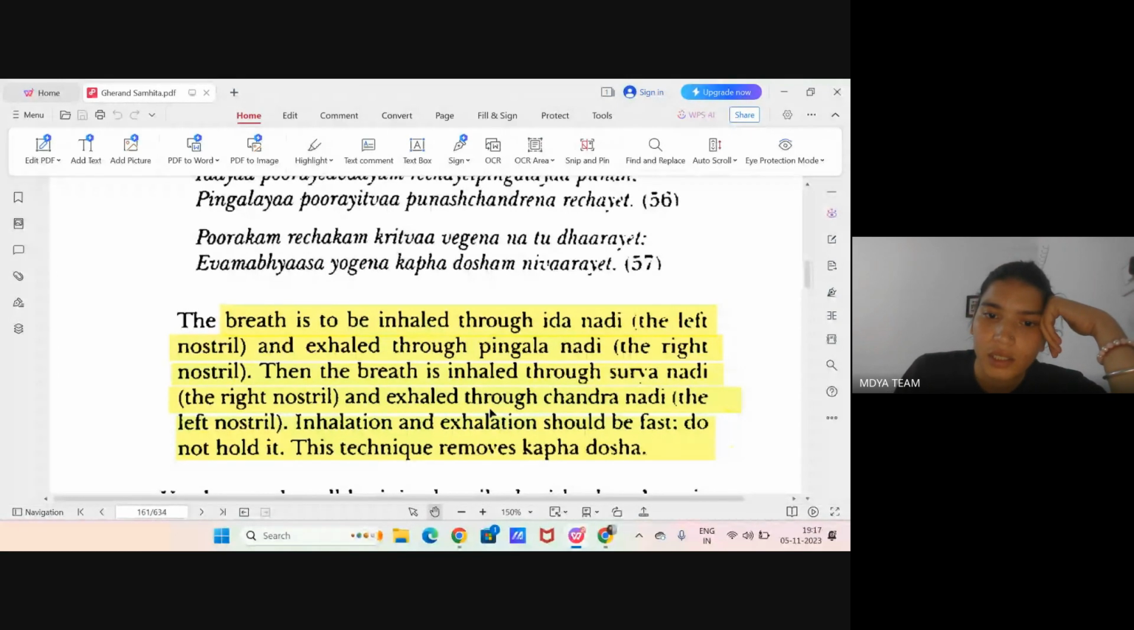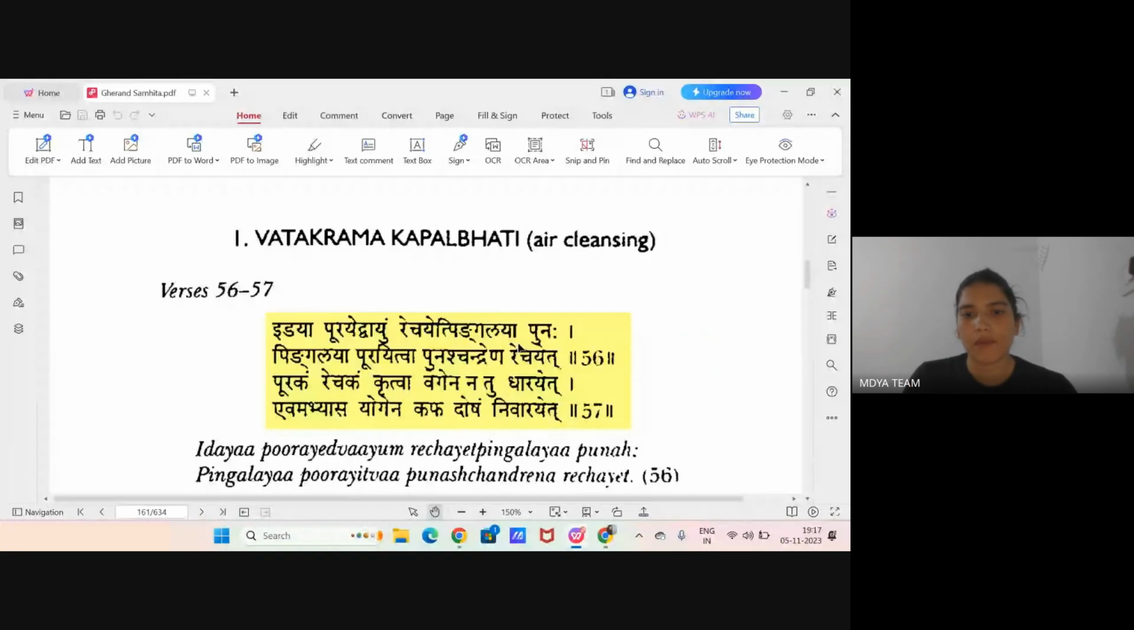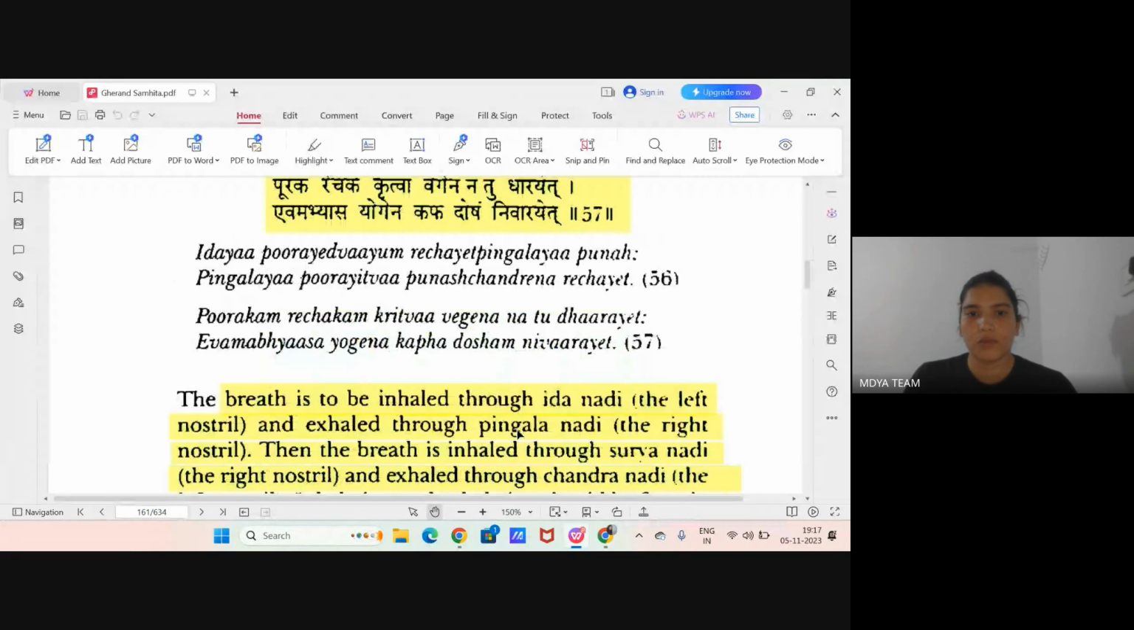It's similar to the Nari Shodhan Pranayam, but there is a simple difference here. When we are doing Nari Shodhan, we try to breathe in very slowly, breathe out very slowly, as slow as we can. But here it has been guided that you have to inhale and exhale fast, but you do not have to hold it. This technique removes kapha dosa. The single benefit in every Kapalabhati is kapha dosa nivaryet. Moving to the next.